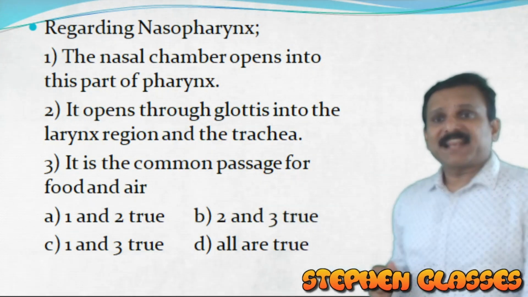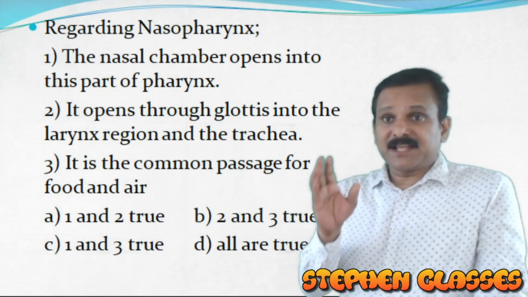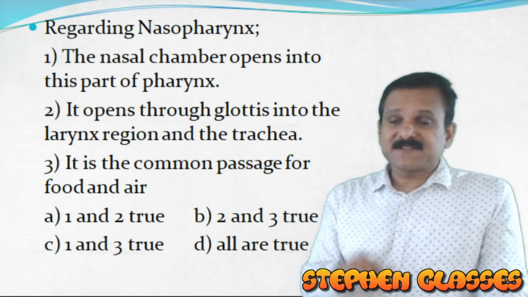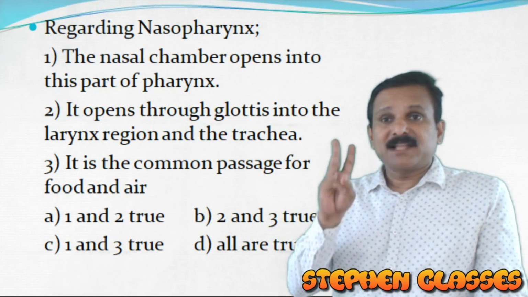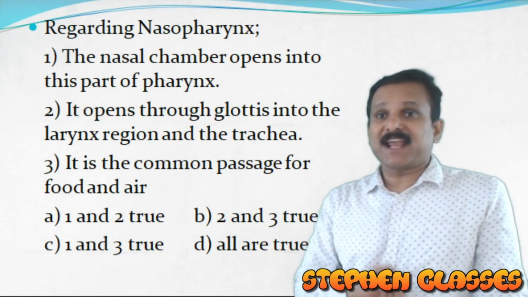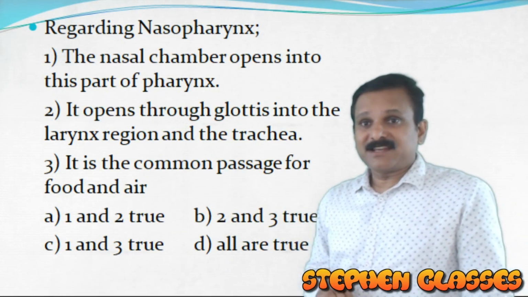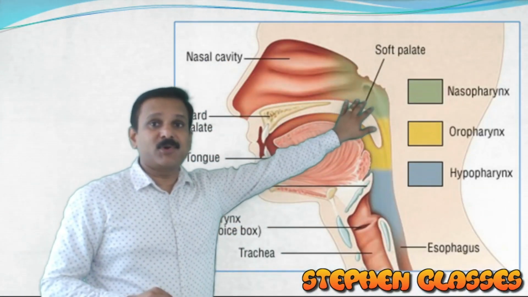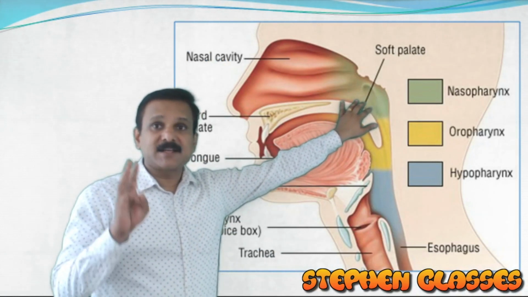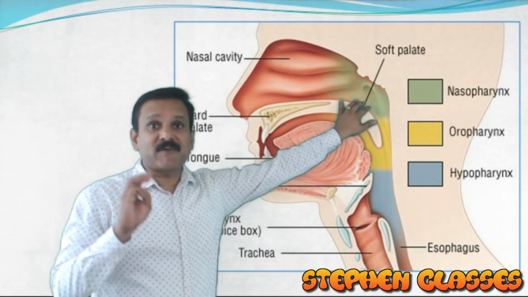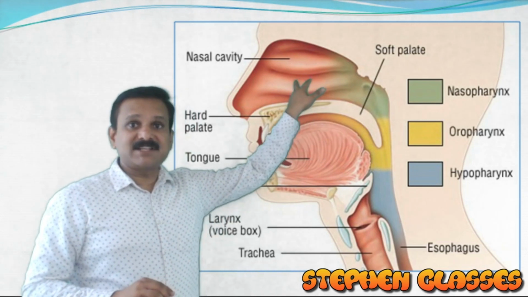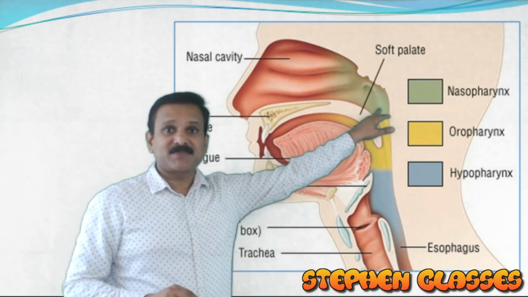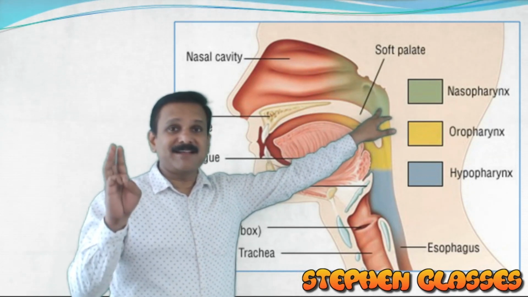Do you know what nasopharynx is? Nasopharynx is a region of the pharynx. There are other regions also, oropharynx and laryngopharynx. Actually, there are three parts for the pharynx. To know in detail, we have a picture. In this picture, the green shaded portion of the pharynx is named nasopharynx. It is the roof of the pharynx. Nasal cavity or nasal chamber opens into nasopharynx, which is a common passage for food and air.